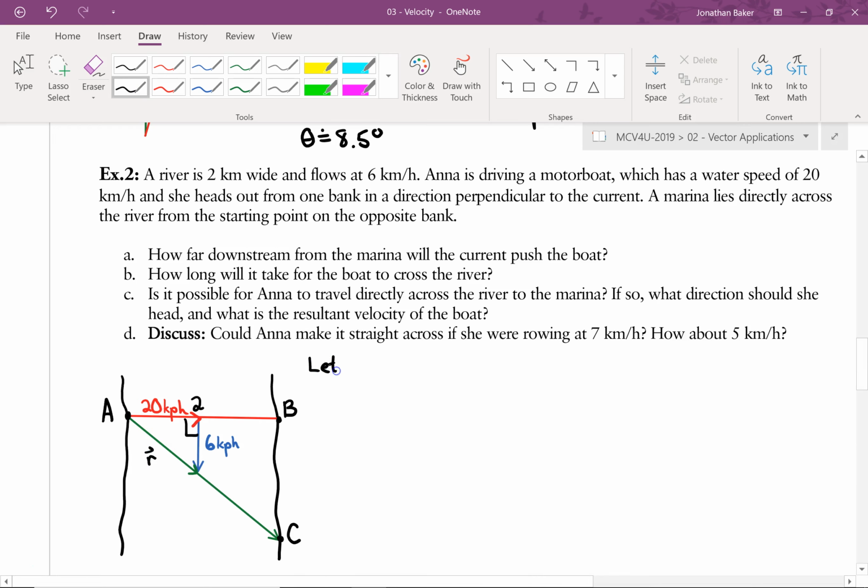And so we'll say let r represent Anna's resultant velocity. Or you could even say ground speed, relative to the ground. Where is she headed? Okay, so part A says how far downstream from the marina will the current push the boat? All right, so what we're being asked is how far is this distance from B to C?